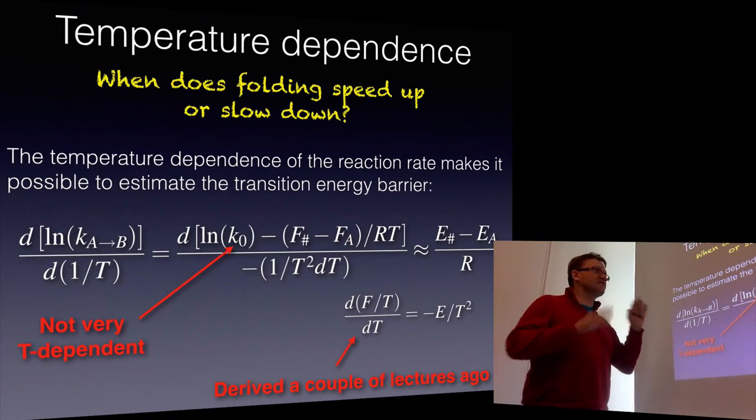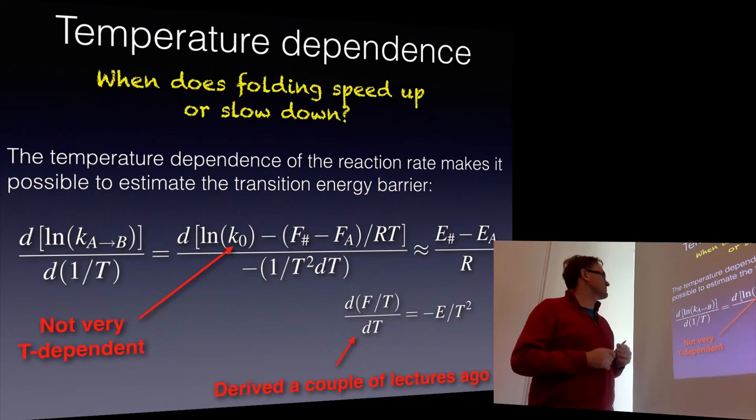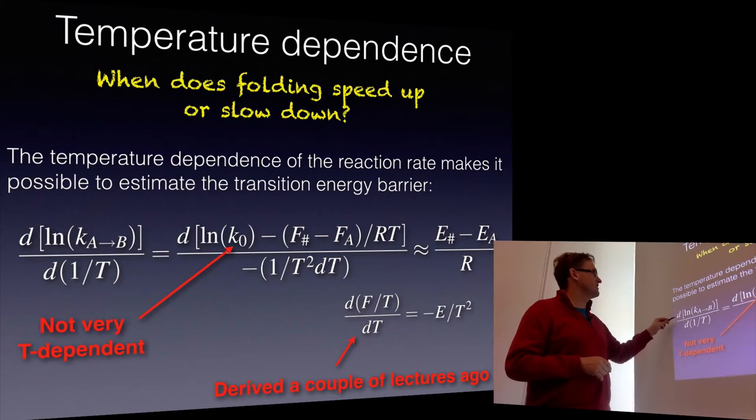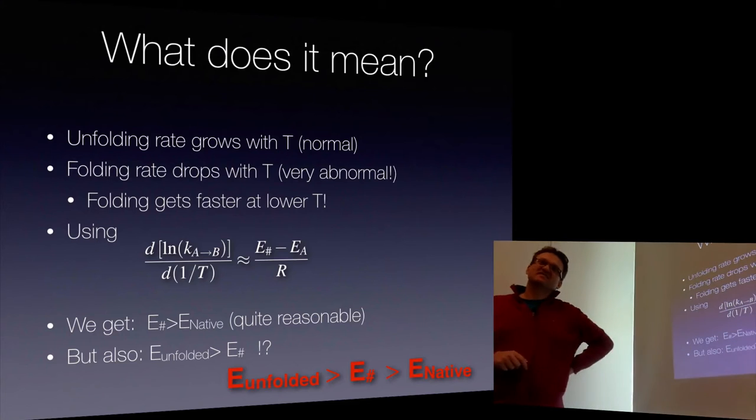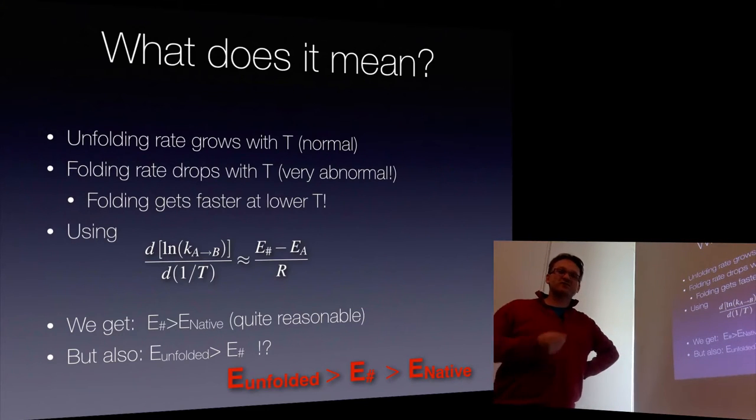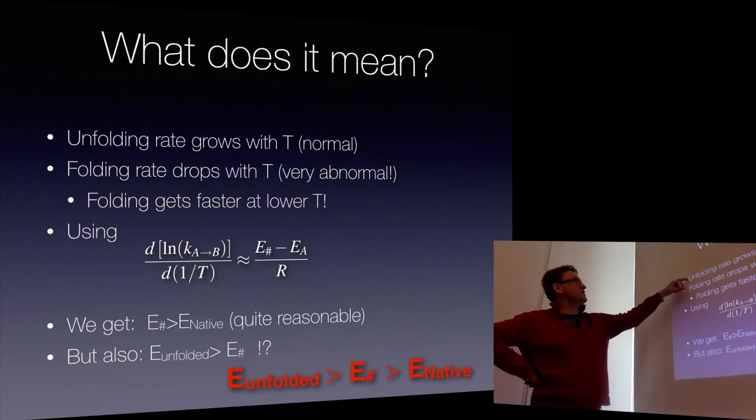So if you go back and think about the Arrhenius diagram now for a second, the derivative corresponds to the difference in energy. Is the derivative positive or negative? Well, that depends on what reaction we were looking at, right? So the unfolding rate grows with T as a normal reaction, but the folding rate drops with T.